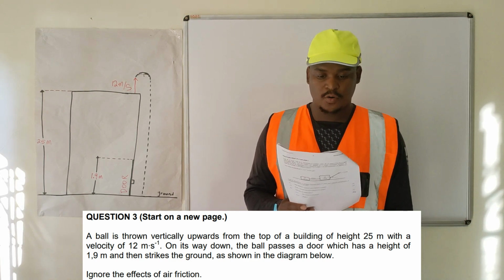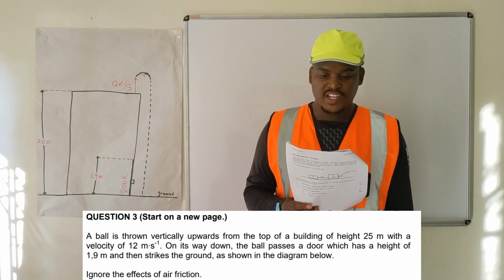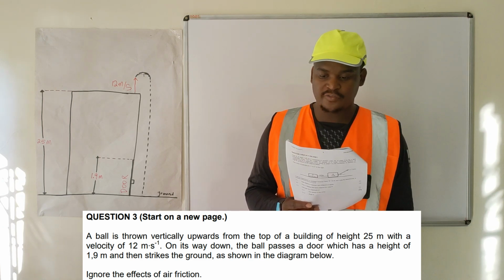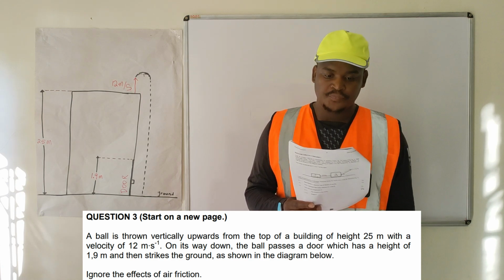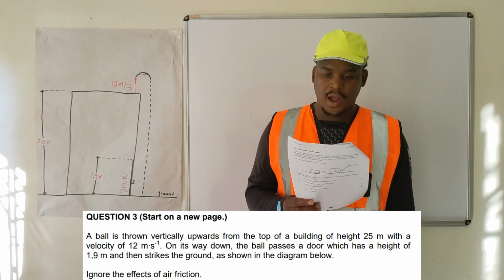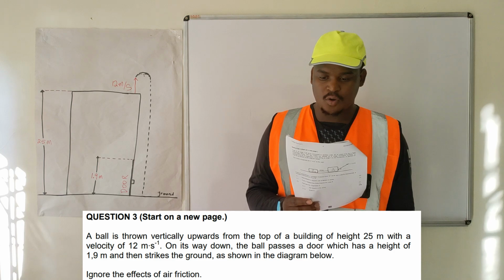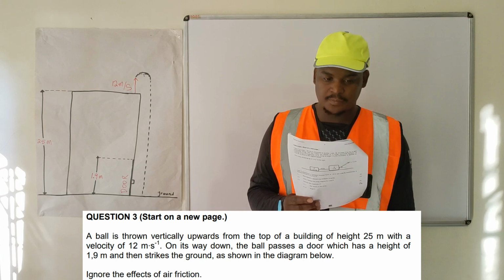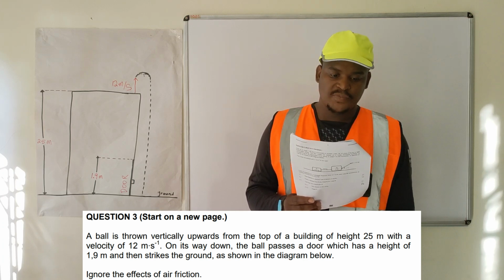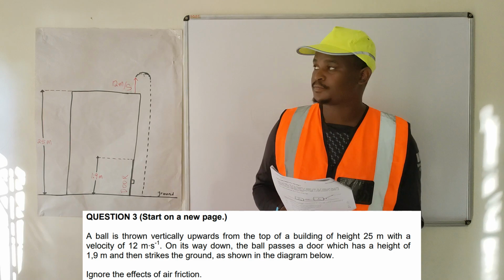A ball is thrown vertical upwards from the top of a building of height 25 meters with a velocity of 12 meters per second. On its way down, the ball passes a door which has a height of 1.9 meters and strikes the ground as shown in the diagram below. Ignore the effects of air friction.